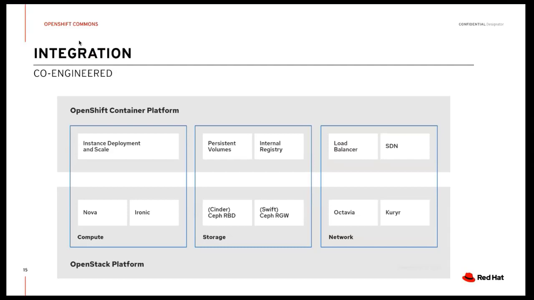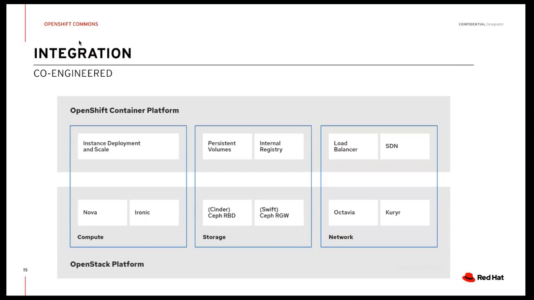The integration features themselves fall into three buckets. One is related to instance deployment and scale, the second is related to storage, and the third is related to networking. Those three buckets are the three core capabilities of any cloud platform, and that's where we focused our integrations. I'll mention them briefly here, but the first one I'll talk about is the installer.